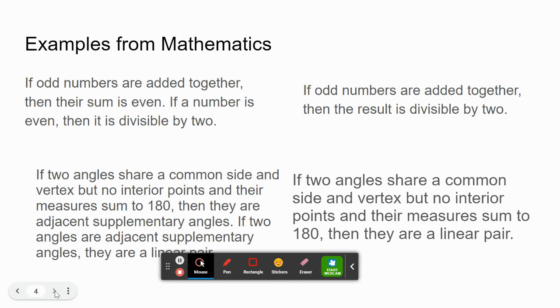So that's a quick introduction to the law of detachment and the law of syllogism.